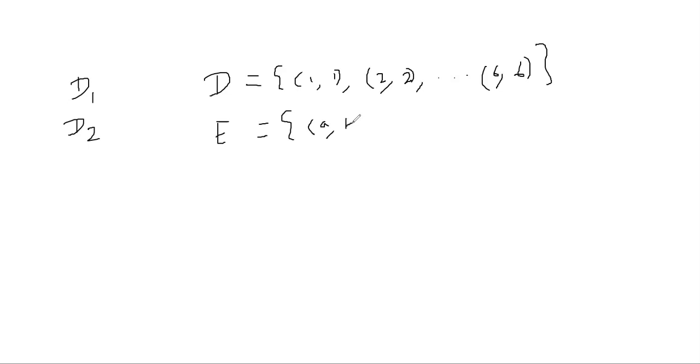A is the outcome that you are seeing on the first die, B is the outcome on the second die, and if you add A and B, the sum must be an even number. I'm writing it really informally, that's fine. It's an even number, okay? So now we can define conditional probability more precisely.